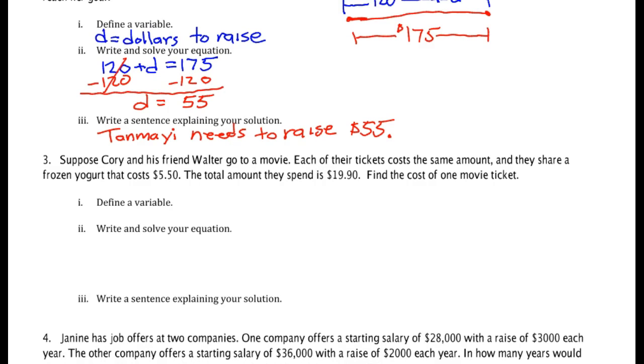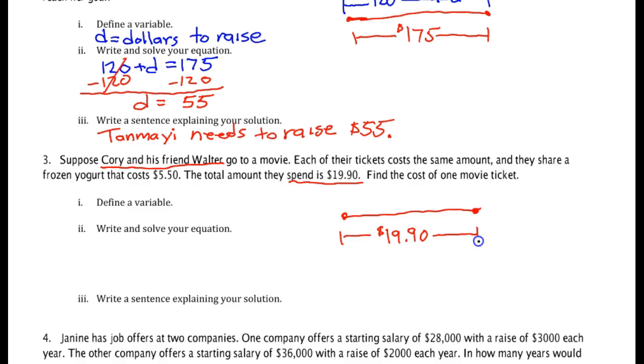Now 3 is similar. It's just that they want to factor in that there are 2 tickets. So there's 2 people. So it's a little bit different. I'll set up the picture, but you guys can solve. But if you read through it, it's kind of the same thing. They give us a total amount, whether it be 350 miles, $175 you're trying to raise. Here they say the total amount they spend is $19.90, which is not bad for 2 movies and frozen yogurt.